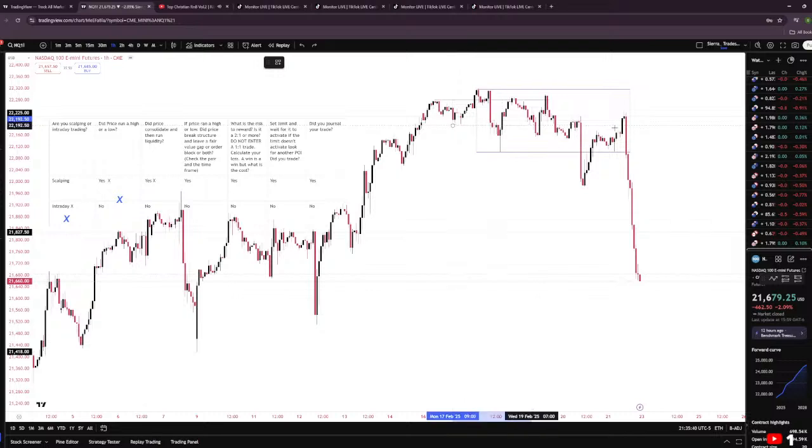Okay, price broke structure here. When price got lower than this low, this was a break of structure. Price did leave us a fair value gap, so that's a yes.